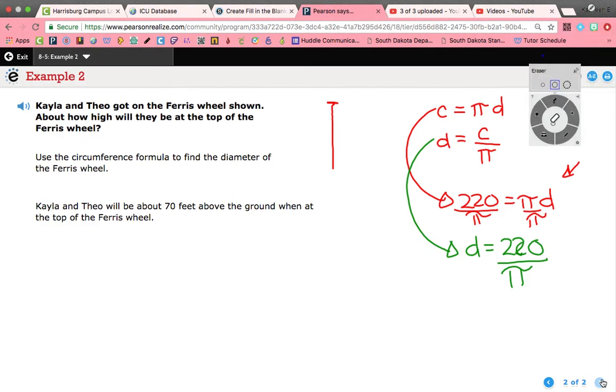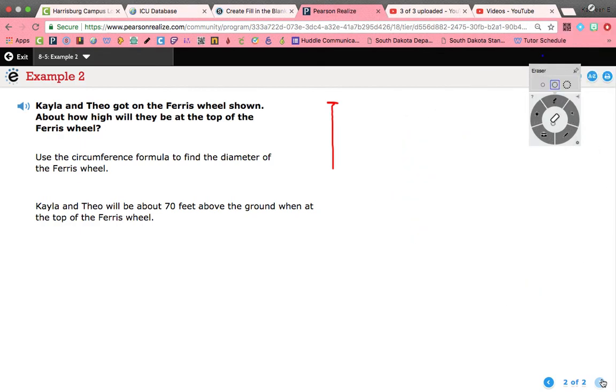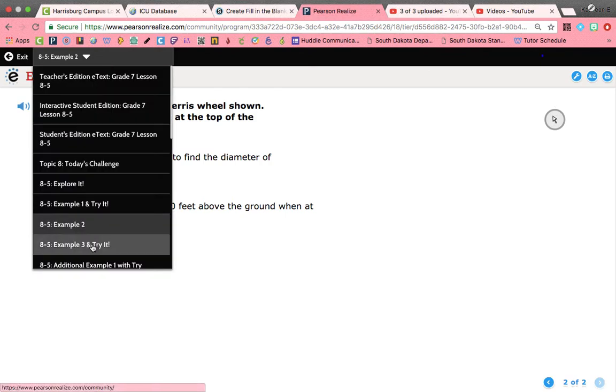So if we do this problem here, oh, that's that. 70 feet above the ground. We already did that. All right. Oh, I want to reset. Example 3. Let's go.